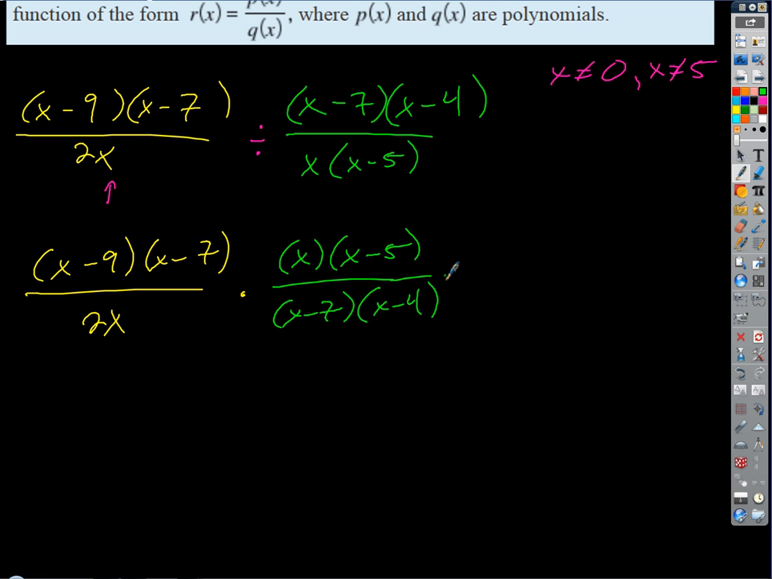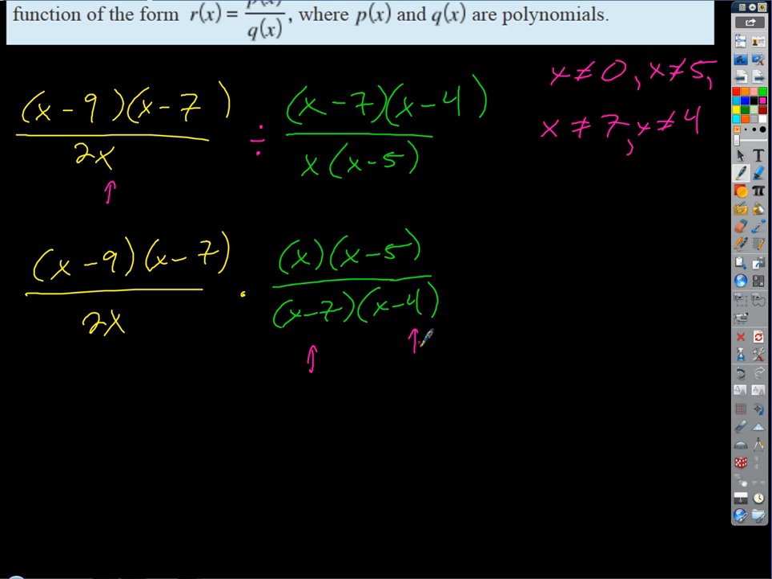Well, what did that do? Now that I flip that one over, I've got a new denominator, right? After I flip. So what do I have to do to my list of excluded values? Got to add some stuff, don't I? Because now we end up with some other values. What else can x not equal? 7. Because of that. And x cannot equal 4 because of that, right?